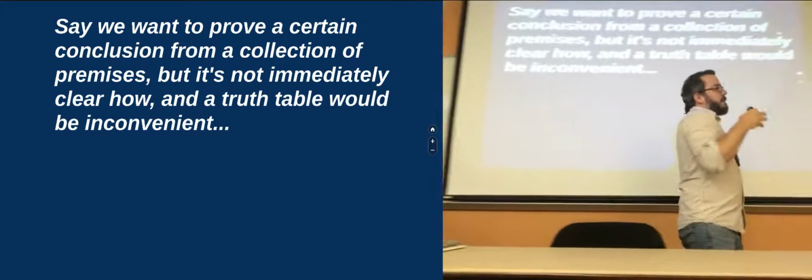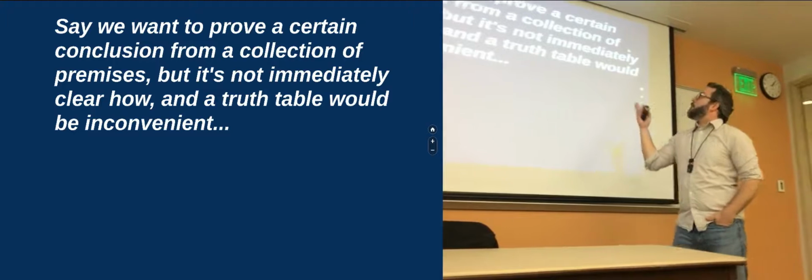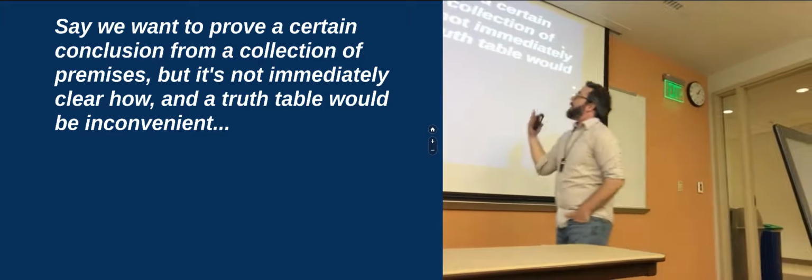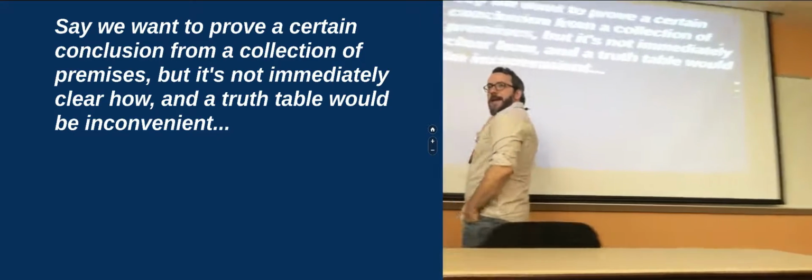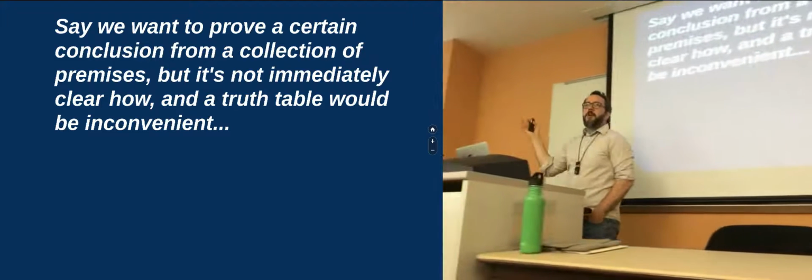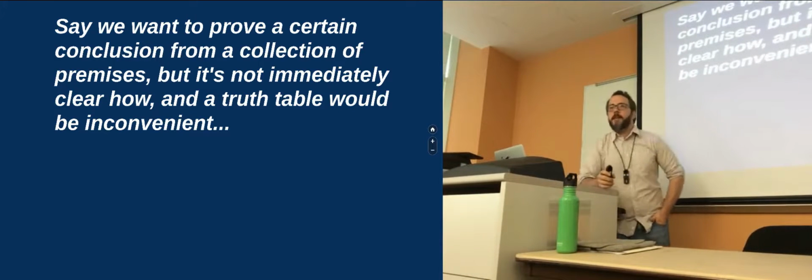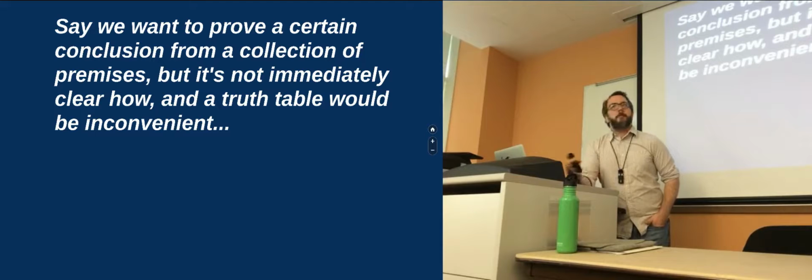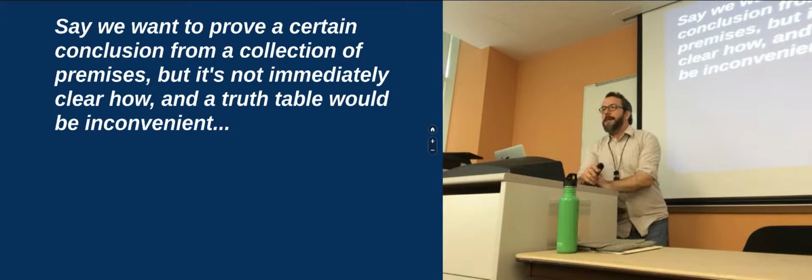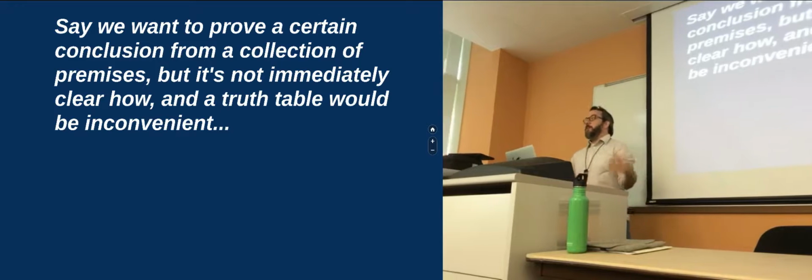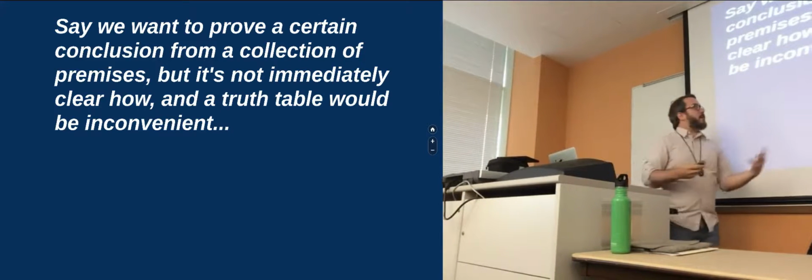So just to get us started, let's say that we want to prove a certain conclusion from a collection of premises, but it's not immediately clear how. And for one reason or another, a truth table would be incredibly inconvenient to use. We've discussed possible reasons why. One of the most obvious reasons why a truth table would be inconvenient is if it would end up being really, really big. So what do we do then?